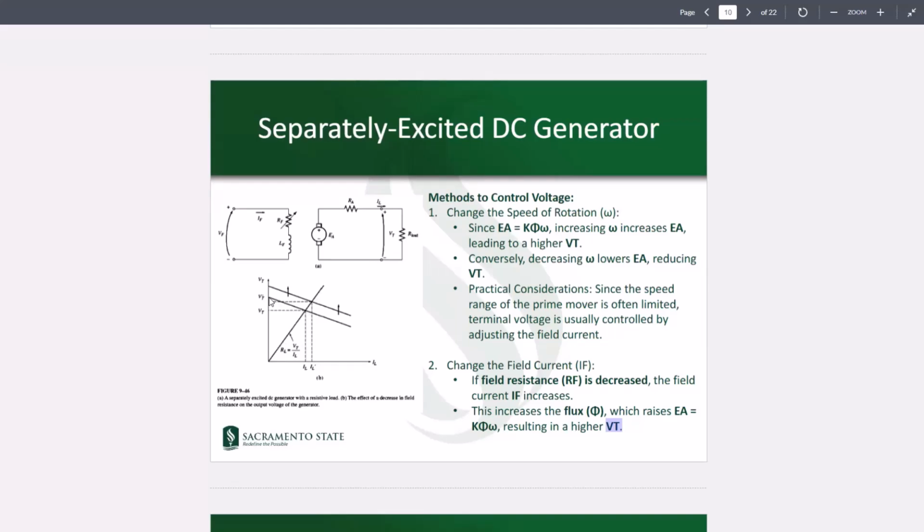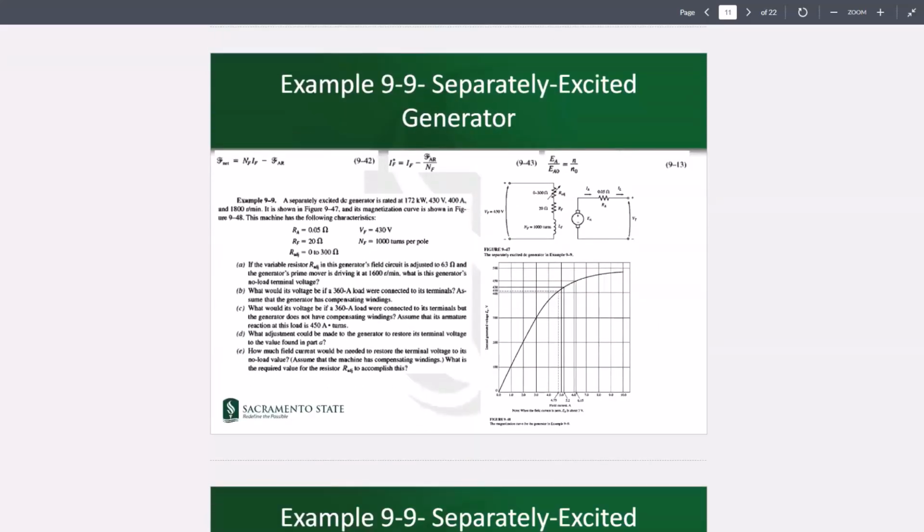So in the case that your VT versus IL characteristic is this drooping line, the point of intersection would determine how much the load's current would be. Now, by changing or controlling the voltage, we practically mean that we're going to shift that VT drooping characteristic a little higher or lower, and that would change the behavior of the machine. All right, so we did an example last time on the separately excited generator.